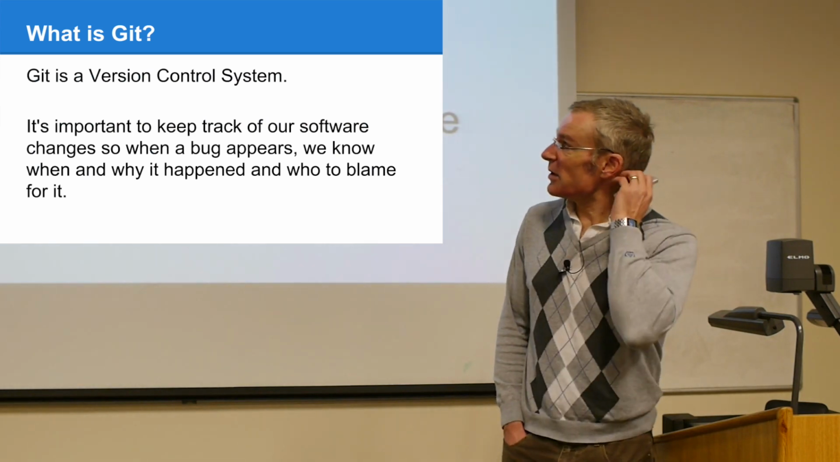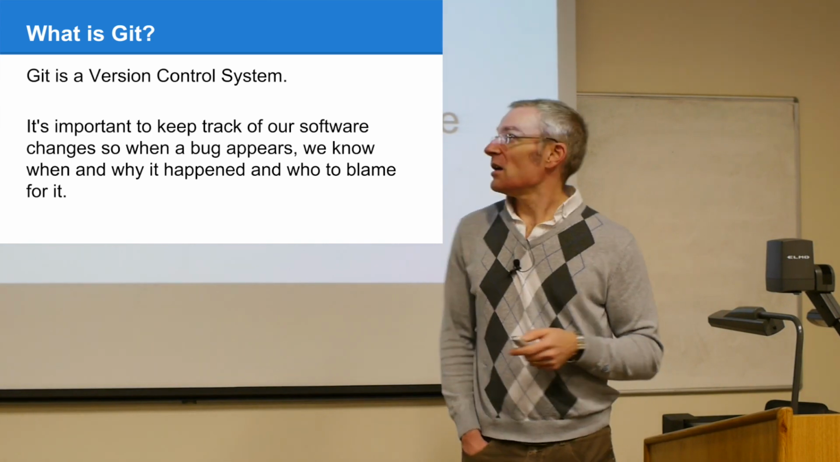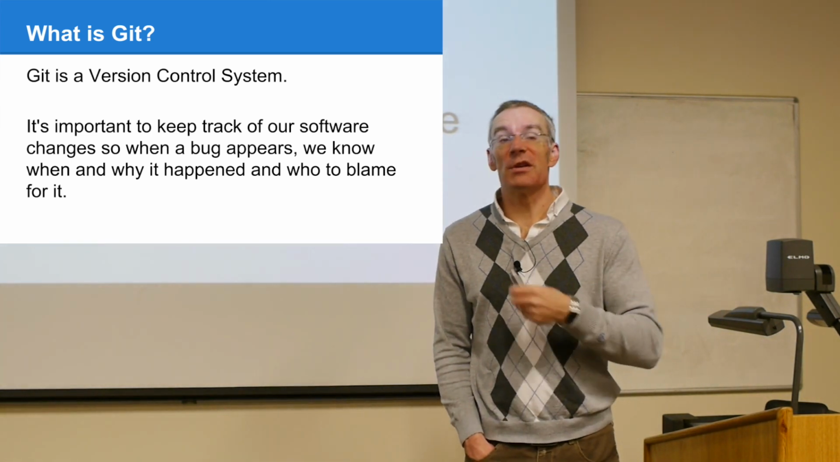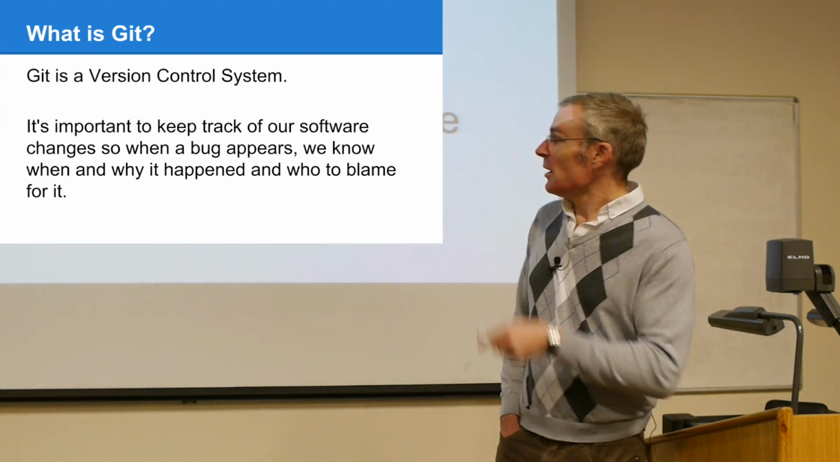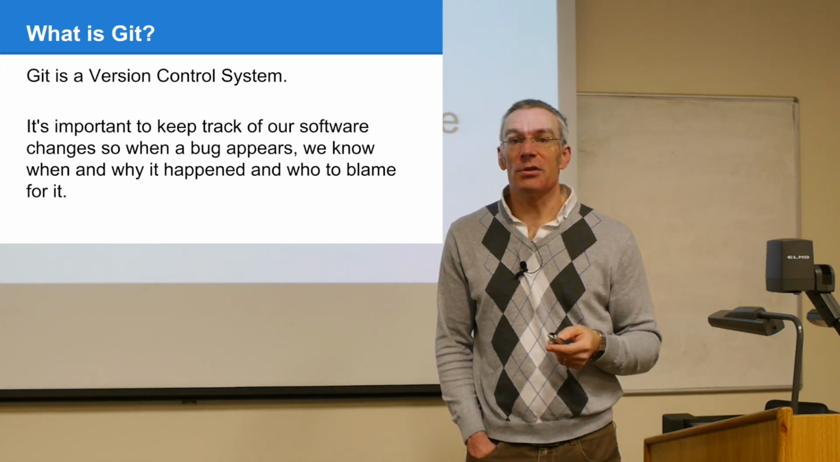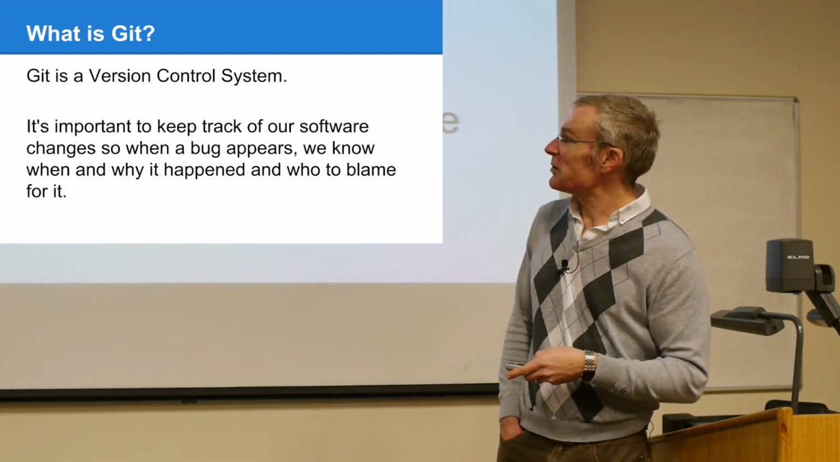Now, the idea is we're going to use something called Git, which is a version control system. It keeps track of every change we've made to our software, which means we can rewind, see who's done what, and see what changes have happened where. There's a special tool called Git Blame, which allows you to identify who messed things up. So it's a very powerful system.